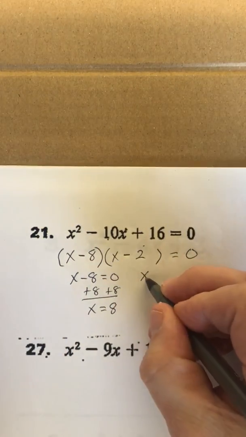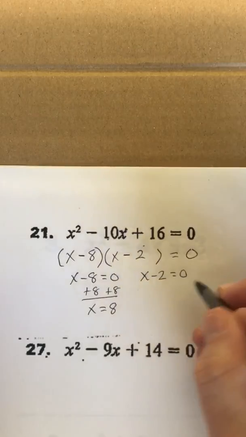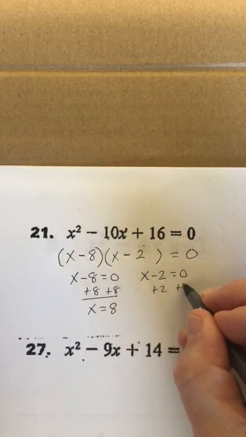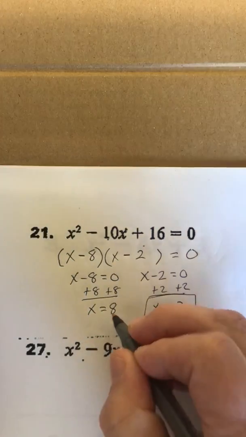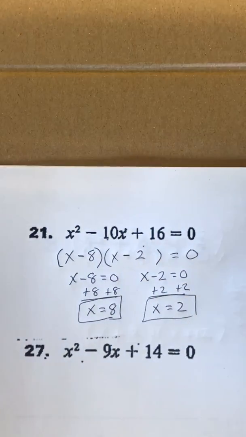Then we take our x minus 2 equal to 0. We add 2. And we get x equals 2. So there are our answers for number 21. X equals 8 and x equals 2.